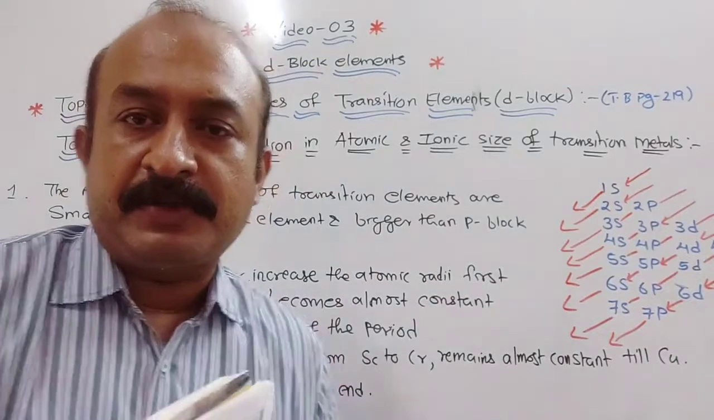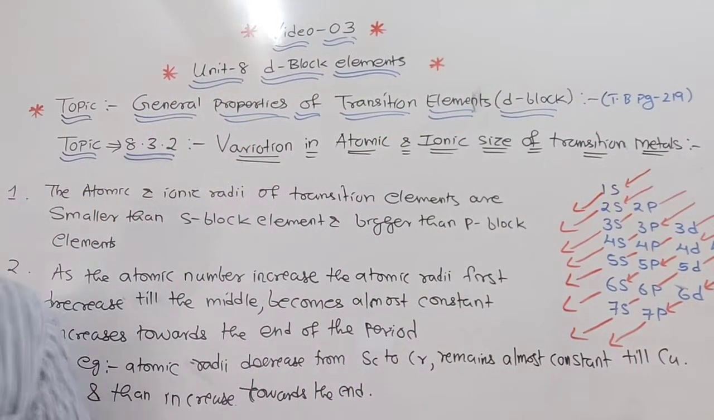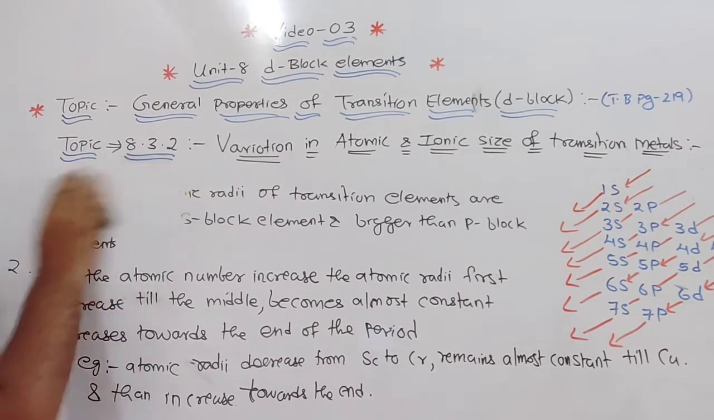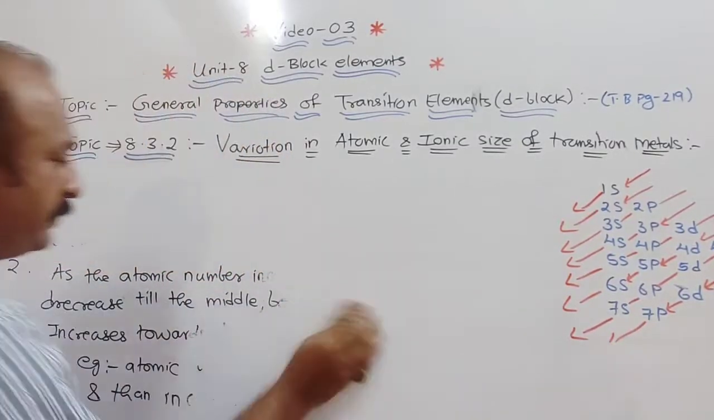Now what is the reason for this? That we are going to discuss. The reason for that, I will just rub this. You can write down these points for your reference: variation in atomic and ionic radii. What is the reason? That I will write now. Okay, you can pause the video and write down these points.